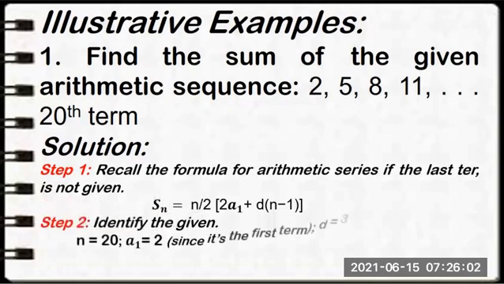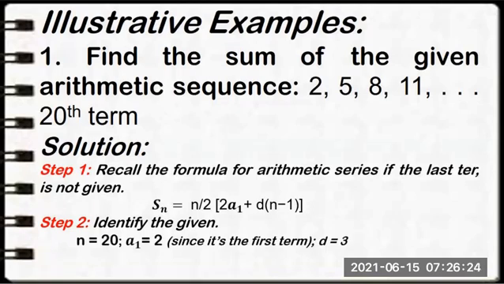Step number 2, we are going to identify what is given in our problem. So our n is 20 since hinahanap natin ay yung sum ng 20 terms. Our a sub 1, we can see naman in the given that the first term is 2 and our common difference or d is 3.